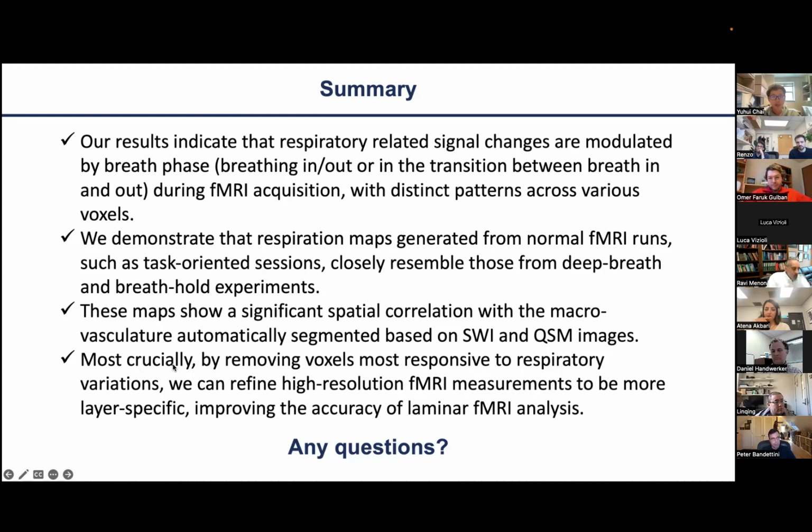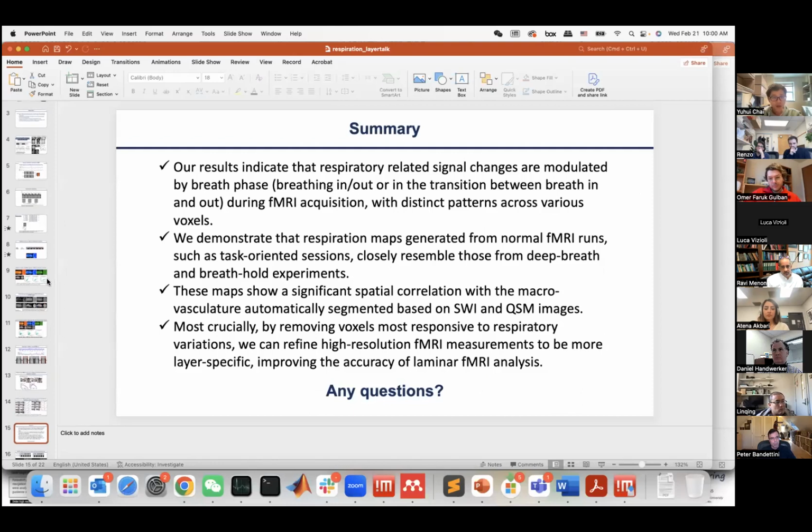And fourth, most crucially, by removing those voxels most responsive to respiration variations, we can refine high resolution fMRI measurements to be more specific and improve the accuracy. And that's everything I want to share today. Do you have any questions?